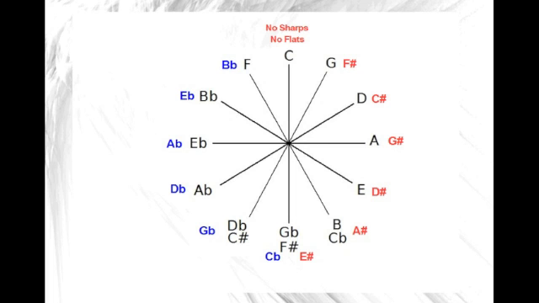If you go the other way from 12 o'clock, we've got no flats, you start inheriting flats. The F major chord's got a B flat associated with it, and B flat's got an E flat associated with it, E flat's got an A flat, and each one of these goes down in fourths.